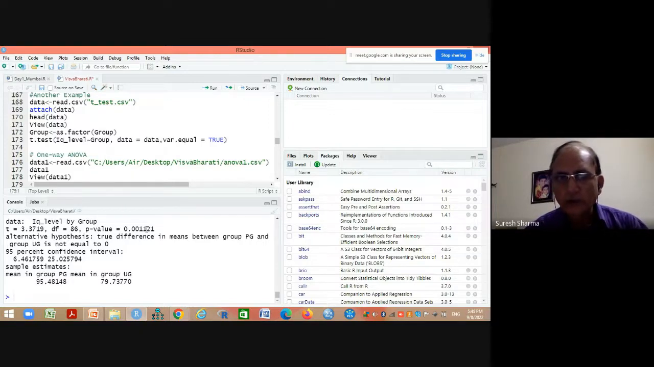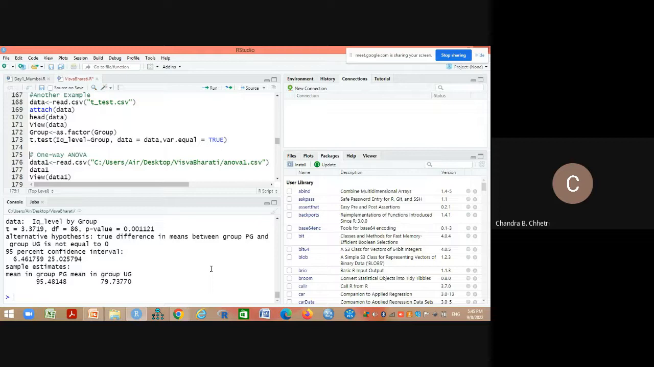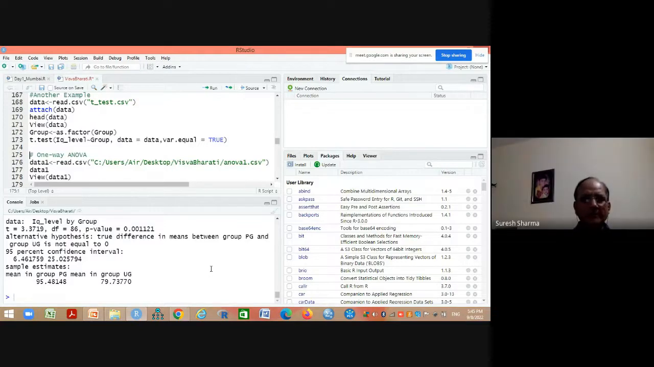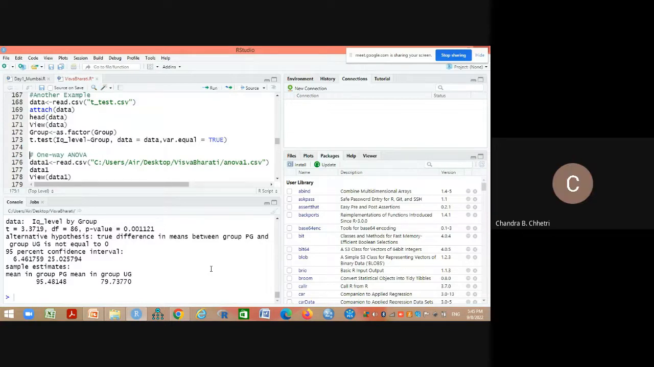Right? Now, the question is, which one is better? Whether PG IQ is better or UG is better. It's given in the last line: the mean in group PG is 95 and the mean in group UG is 79. Which one is better? PG, with higher IQs. So obviously, whatever he was thinking, that I'll hire people from UG and save money, that idea was wrong. He has to hire people only from the PG group. Is that okay?